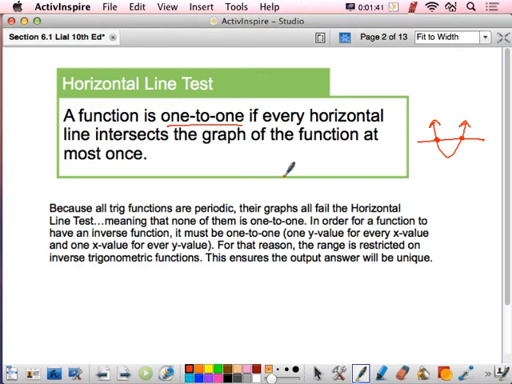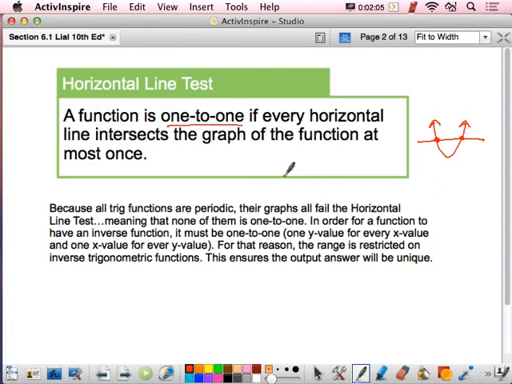In order for a function to have an inverse function, it has to be 1 to 1. You have to have one y value for every x, one x value for every y. In other words, the answers have to be unique for an inverse function. Okay? For that reason, a long time ago in trig, they decided which piece of that function we would use when we deal with inverse functions. We'll only do a small piece, okay?